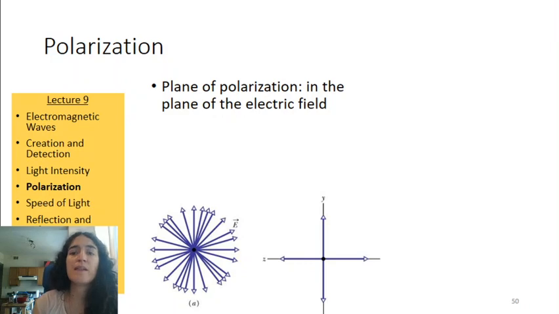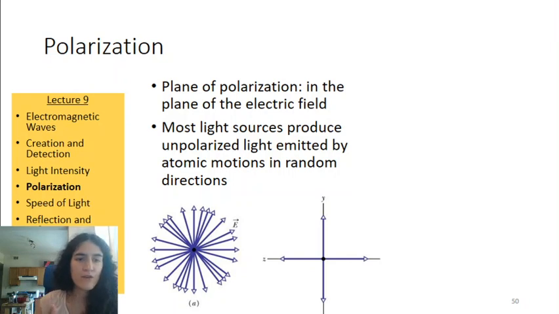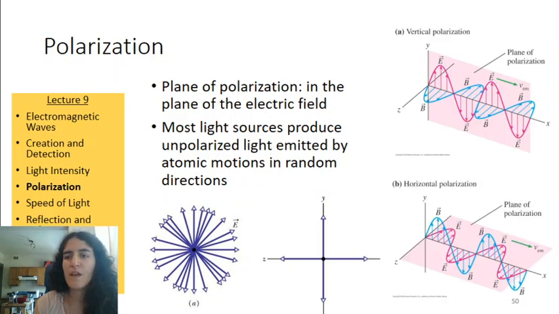And we can refer to the plane of polarization as the plane of the electric field, right? So we're doing everything in terms of electric field for this. So it says most light sources produce unpolarized light emitted by atomic motions, and so they are naturally in randomly distributed directions. And this is a demonstration of vertically polarized light, right? So I have the electric field oscillating in the y direction. Here I have horizontally polarized light, so I have the electric field in the z direction.